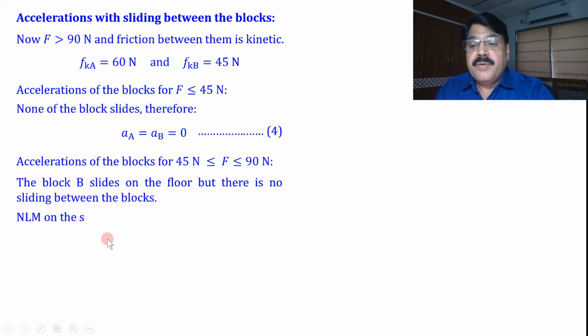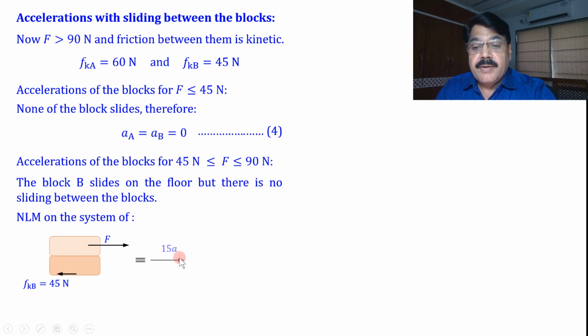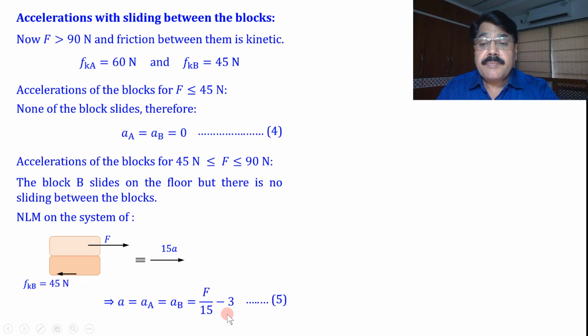So what we have, NLM on the system of blocks, we can write here this, and here the friction at the floor. So what is the equation, kinetic diagram? Here 15A, the mass of both the blocks, 5 plus 10, 15A. So we can write here A is equal to A of A is equal to A of B is equal to F minus 45 by 15, so F by 15 minus 3. Let us call this equation number 5.